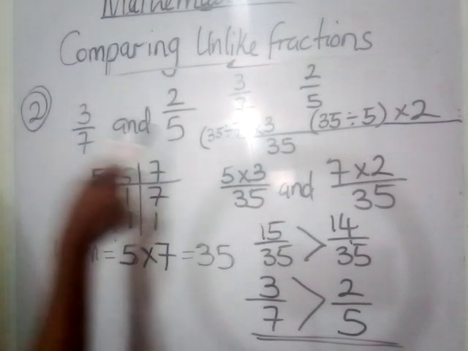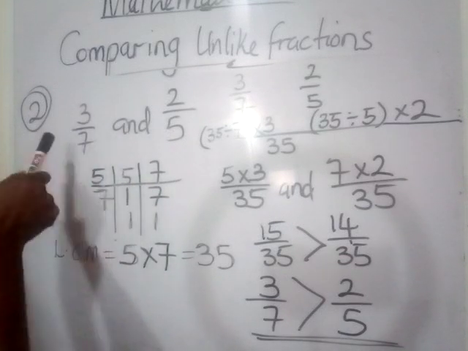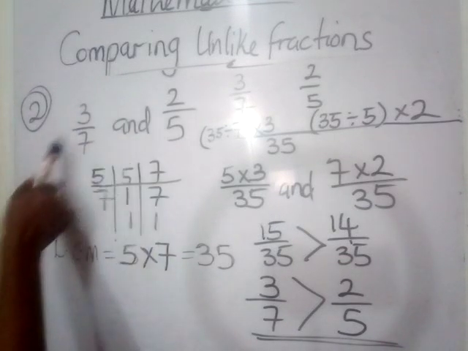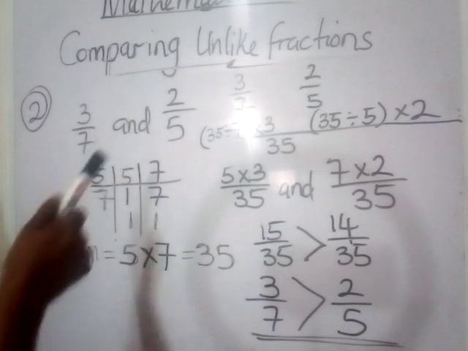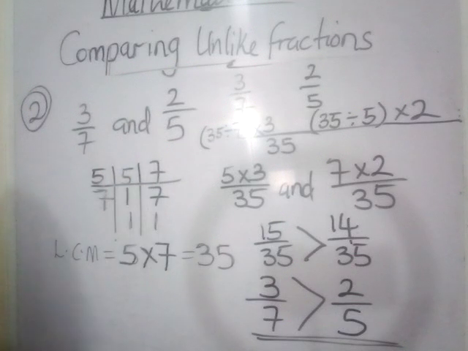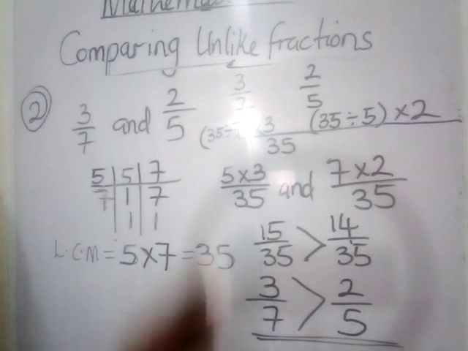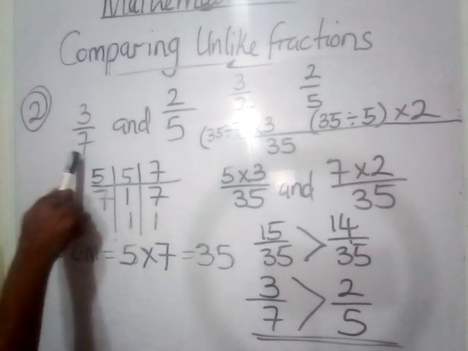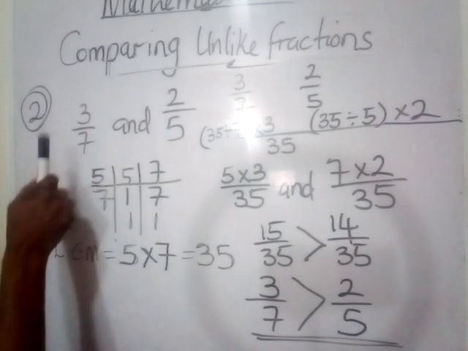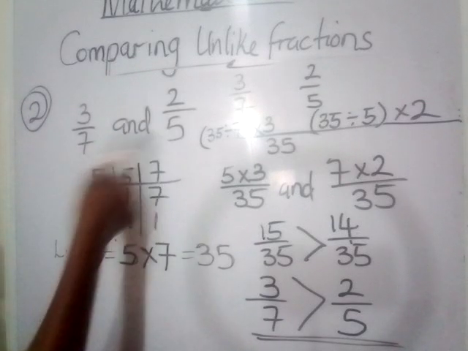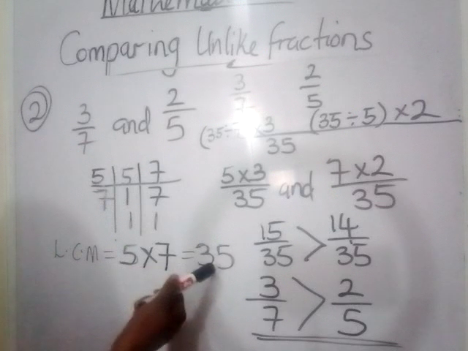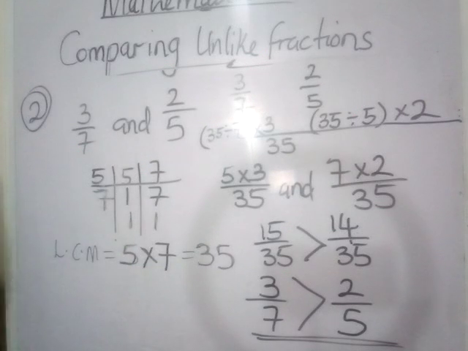So first you look for the LCM. All you're seeking to do is to try and make them have the same denominator. Once they have the same denominator, it becomes easy for you to compare them. So how do you make them have the same denominator? Like the first example we looked at, you could have also easily gotten the denominator by just saying 7 times 5, which would have given you 35, the same answer.